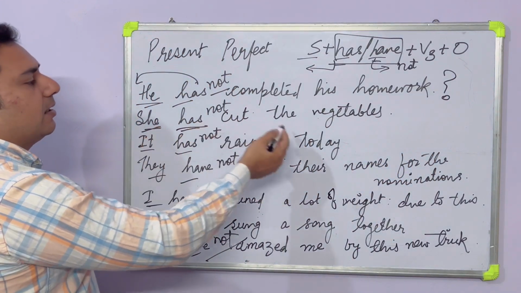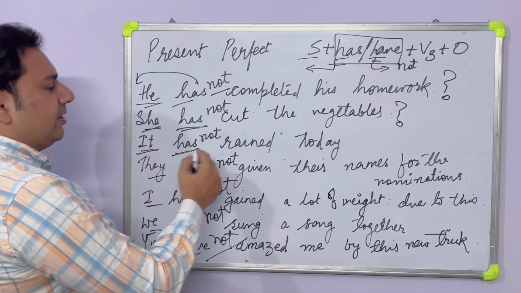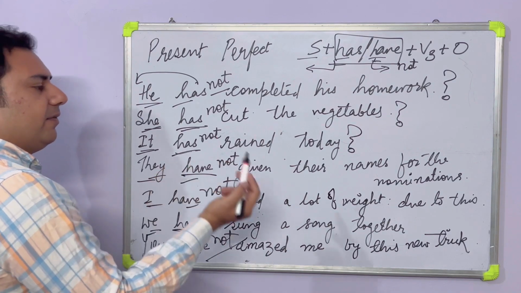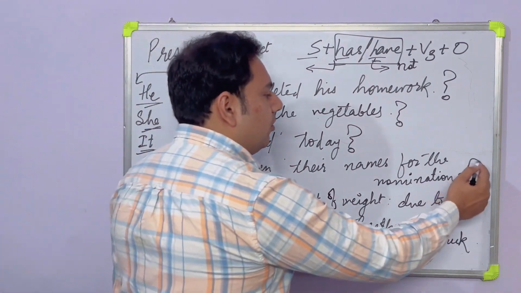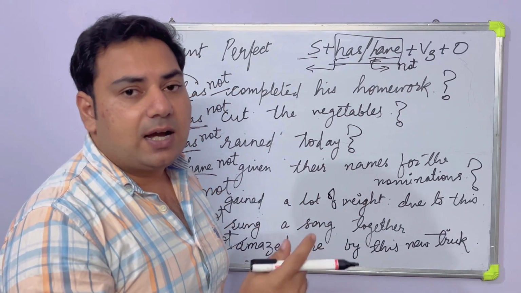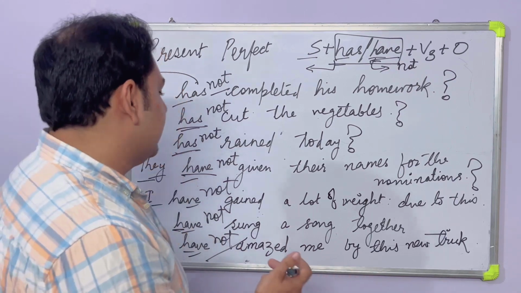Has she cut the vegetables? Question mark. Has it rained today? Question mark. Have they given their names for the nominations? Okay, with have you have to use plural subjects: I, we, you, they, and the plural nouns if you have it.